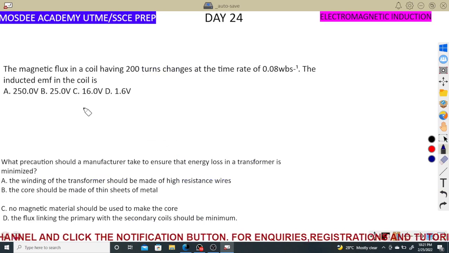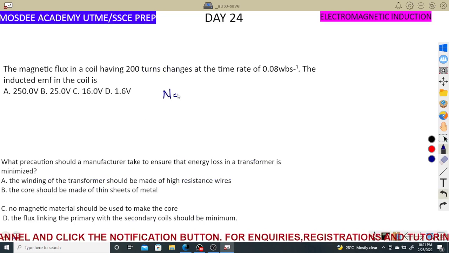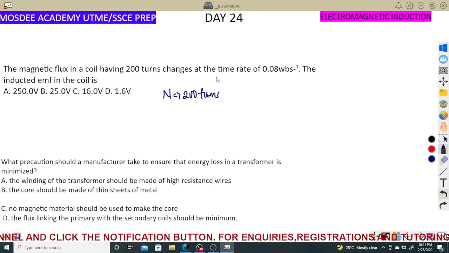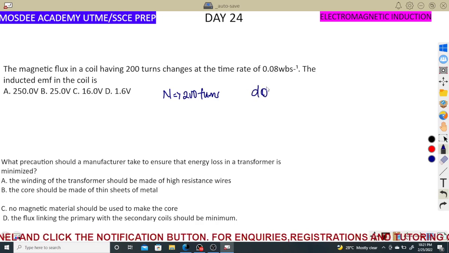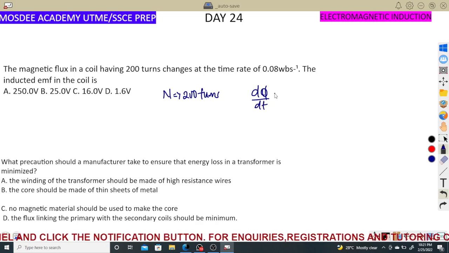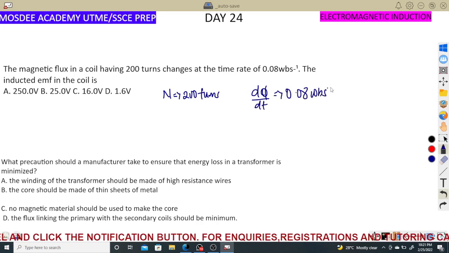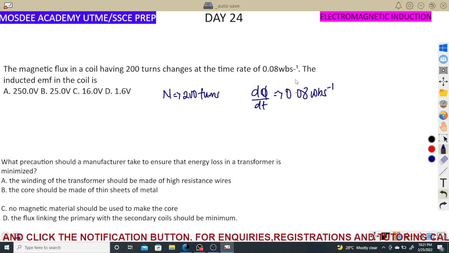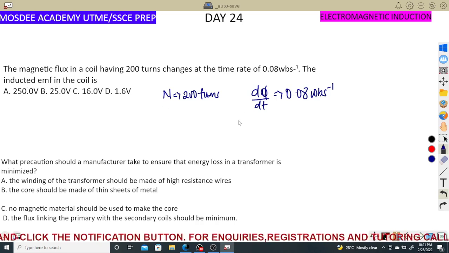Now, next question. The magnetic flux in a coil of 200 turns, number of turns N is 200, changes at the rate of 0.08 Weber per second. The rate of change is dΦ/dt, already discussed, is 0.08 Weber per second. What is the induced EMF in the coil?